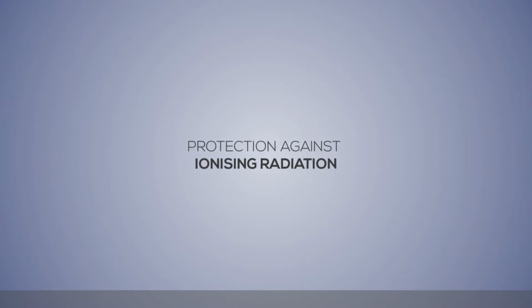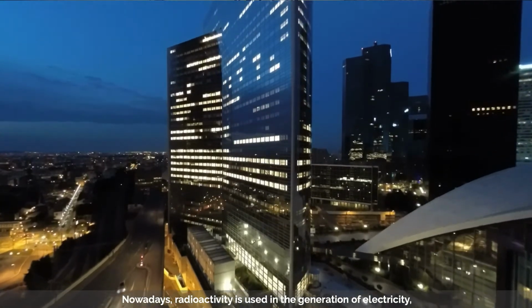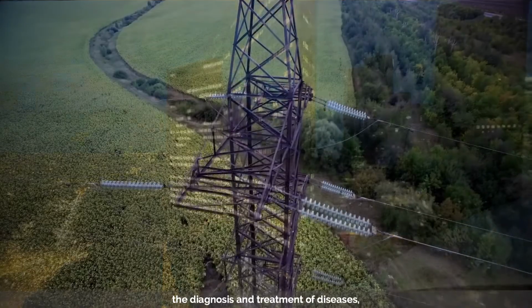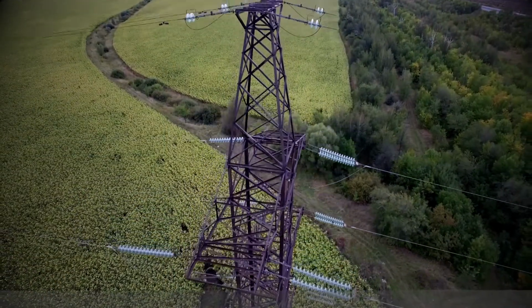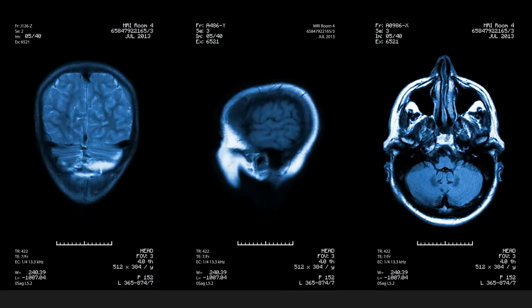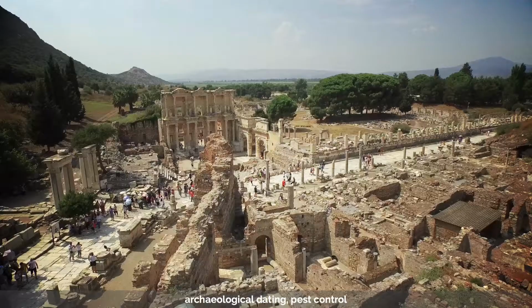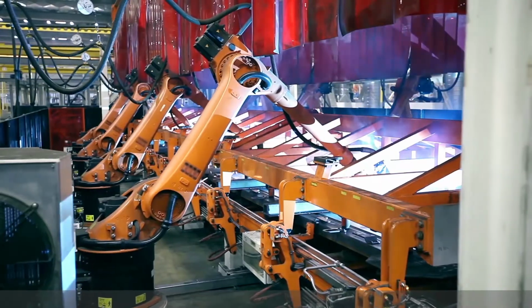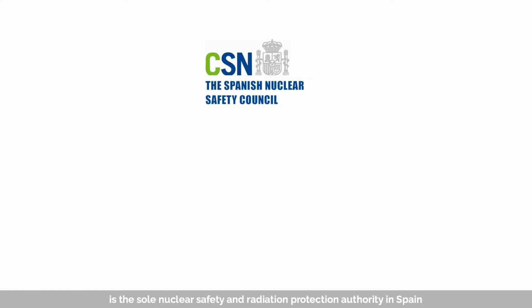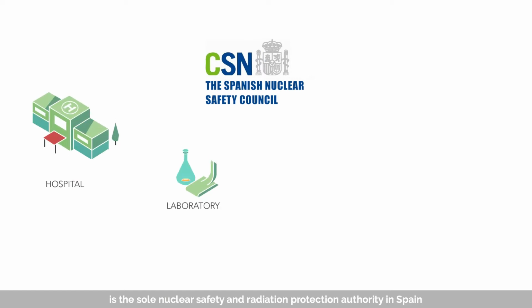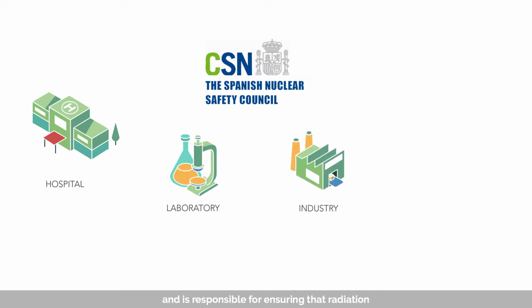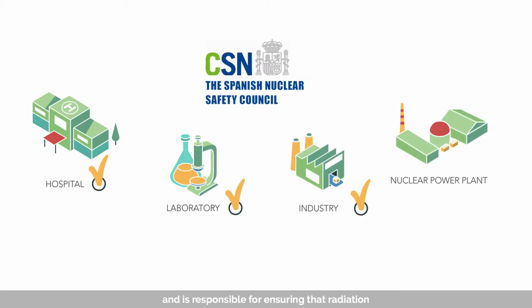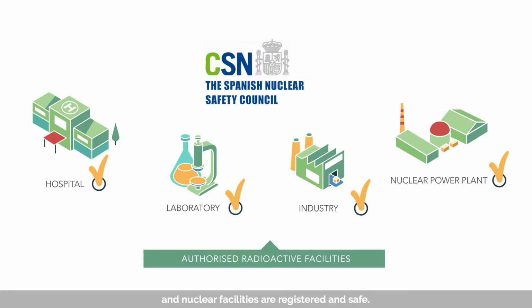Protection against ionizing radiation. Nowadays, radioactivity is used in the generation of electricity, the diagnosis and treatment of diseases, biological and genetic research, archaeological dating, pest control, and industrial production processes, among others. The Spanish Nuclear Safety Council is the sole nuclear safety and radiation protection authority in Spain and is responsible for ensuring that radiation in nuclear facilities are registered and safe.